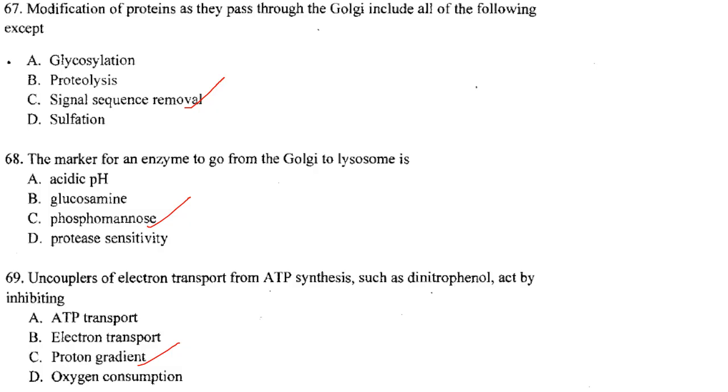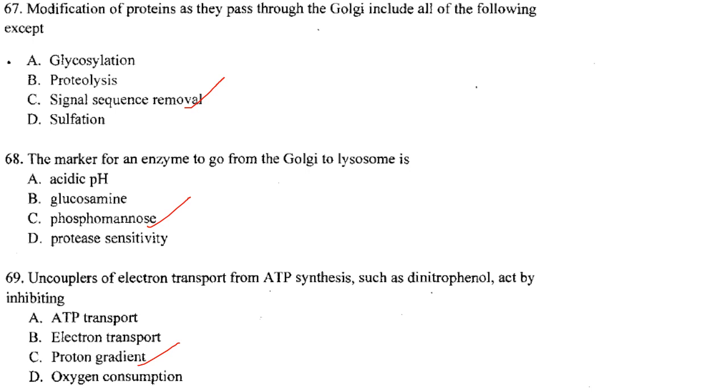Then modification of proteins as they pass through the Golgi includes all of the following except signal sequence removal. The signal sequence is removed co-translationally by the signal peptidase located within the endoplasmic reticulum lumen. Then next one. The marker for an enzyme to go from Golgi to lysosome is phosphomannose.